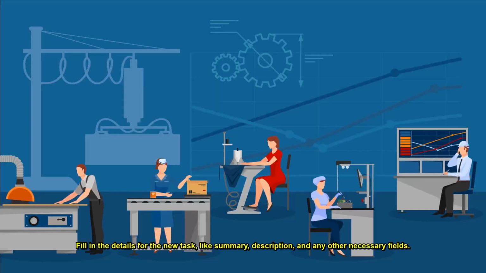Fill in the details for the new task, like summary, description, and any other necessary fields. You can also link the new task to the original incident by using the Link Issues feature. Once you have set up your actions, click on the Save button to store your automation rule.